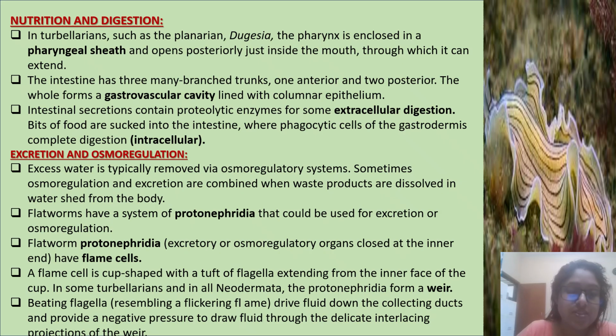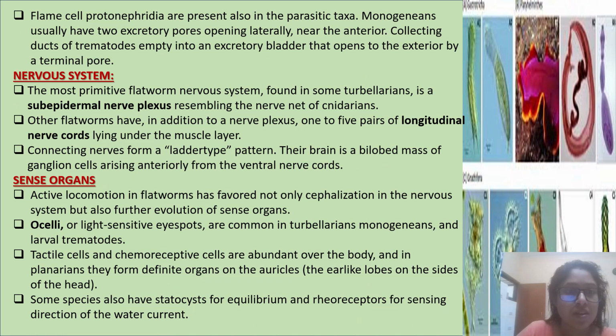In some turbellarians and in all Neodermata, the protonephridia form a weir. Beating flagella drive fluid down the collecting ducts and provide a negative pressure to draw fluid through the delicate interlacing projections of the weir. Flame cell protonephridia are present also in the parasitic taxa. Monogeneans usually have two excretory pores opening laterally near the anterior. Collecting ducts of the trematodes empty into the excretory bladder that opens to the exterior by a terminal pore.